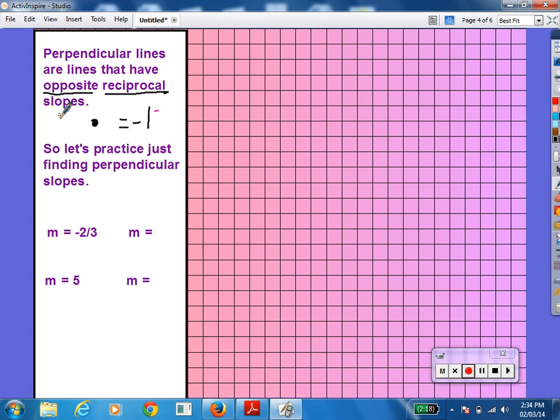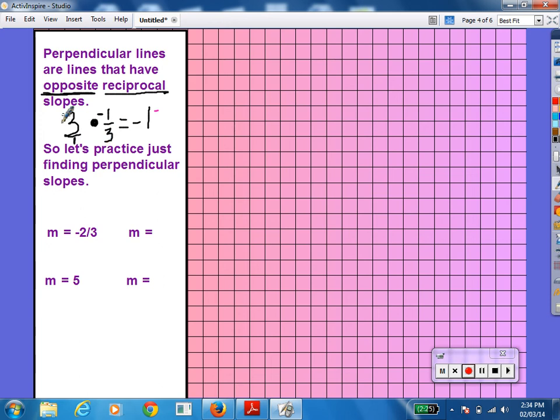So, for example, if I give you a slope of 3, that's +3. Its opposite is going to be a negative. So the signs have to be opposite. That's the opposite part. And the reciprocal part is that you have to flip the number over. So 3 over 1, your rise over run, has to switch to 1 over 3.